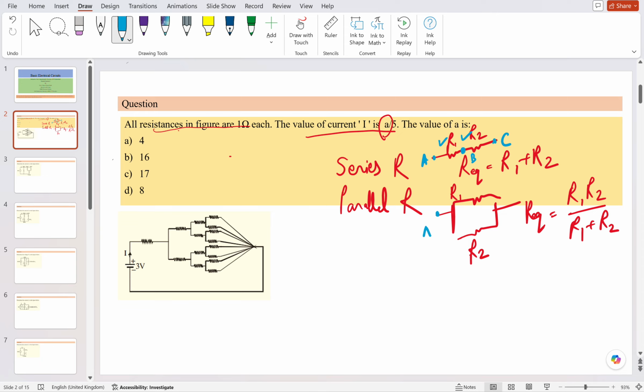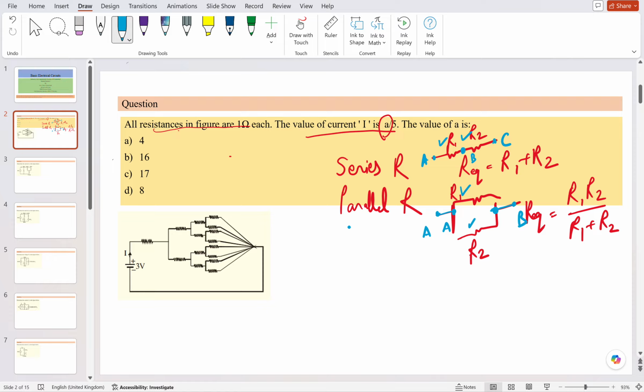But when you see here, this is node B, and this is also node B. This is node A, and this is also node A. So both R1 and R2 share two nodes. When two resistors share two common nodes, you can say they are in parallel. If only a single node is common, they are in series.